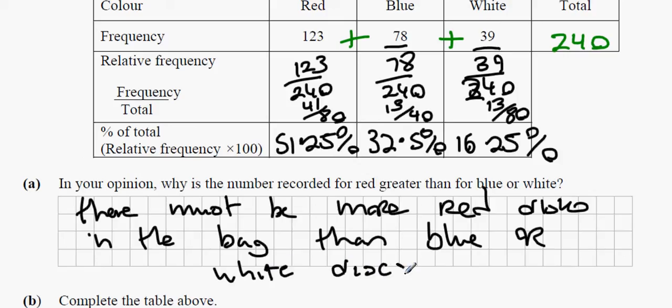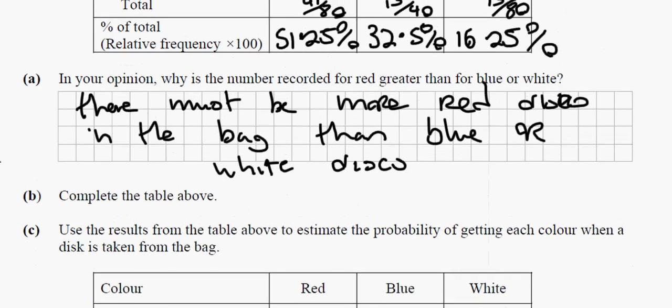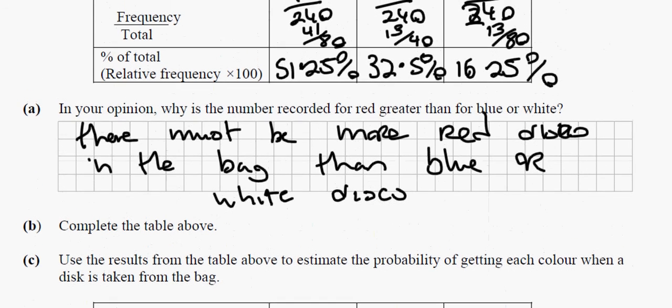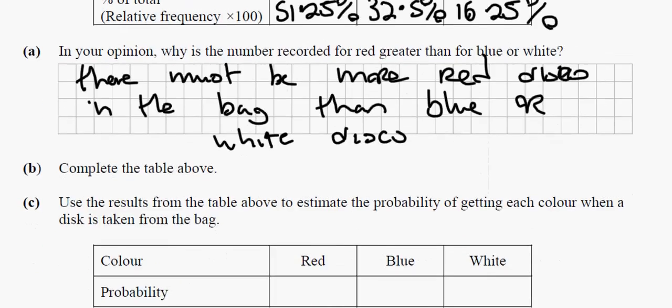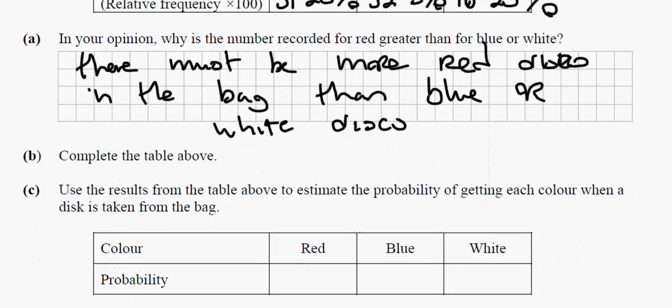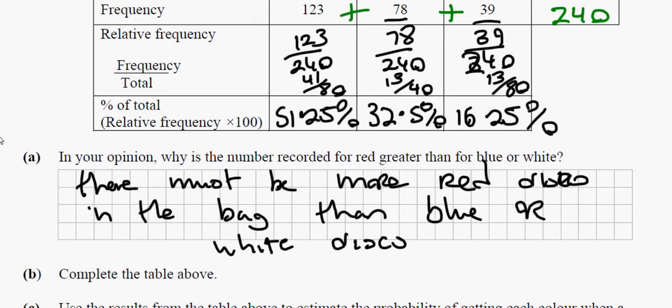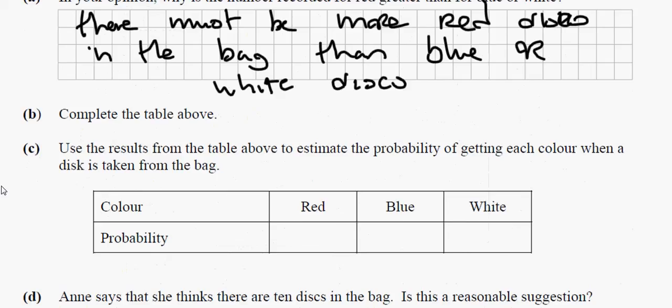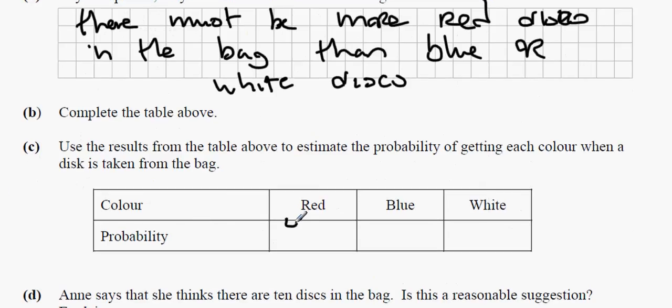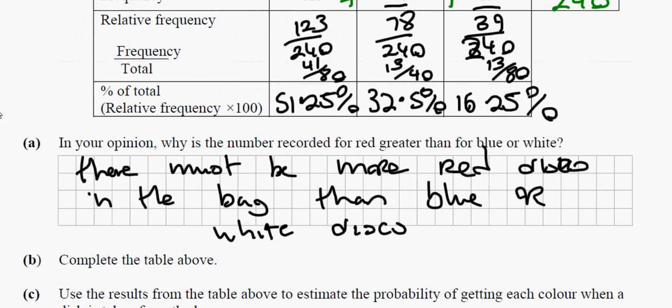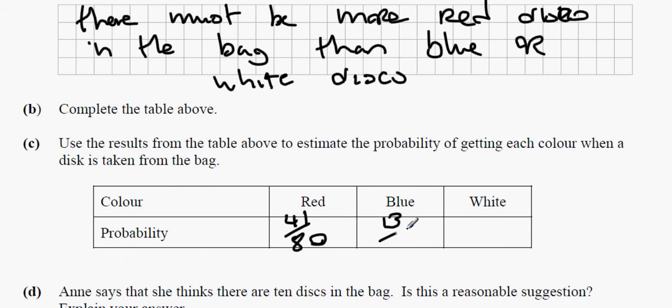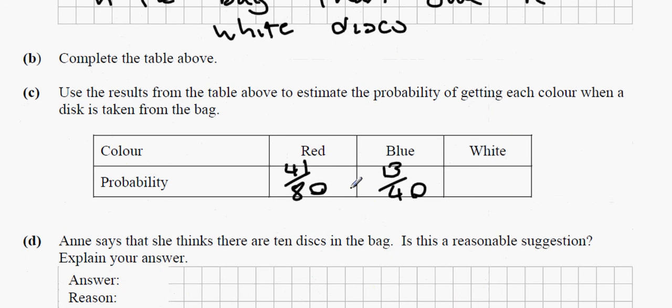Discs with C, okay? Complete the table above. We just did that. Use the results taken from the table above to estimate the probability of getting each color when a disc is taken from the bag. Okay, so we actually did estimate that it's going to be 41 out of 80. This one here is 41 out of 80. The next one is 13 out of 40. And the one after that would be 13 out of 80.